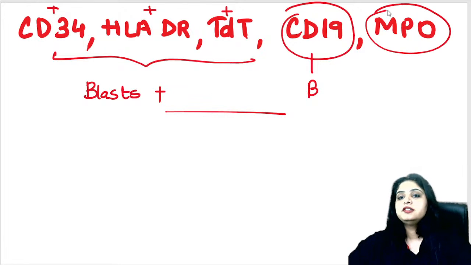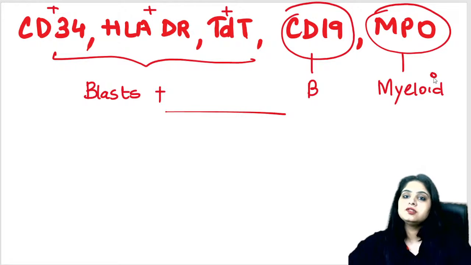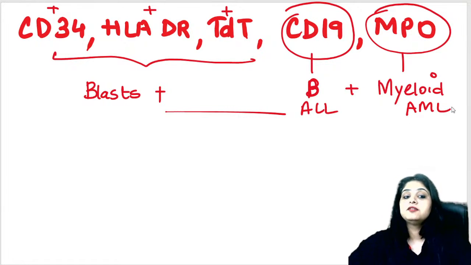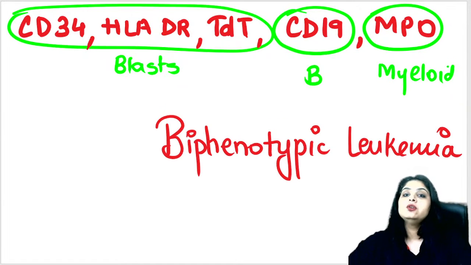But then myeloperoxidase is also there, and that is the hero of the myeloid lineage. Now how can I have two heroes? It can happen, right? This is a blockbuster movie. It has two heroes in it. Now this means it has features of BALL as well as features of AML. So there can be some cases which are known as biphenotypic leukemia.